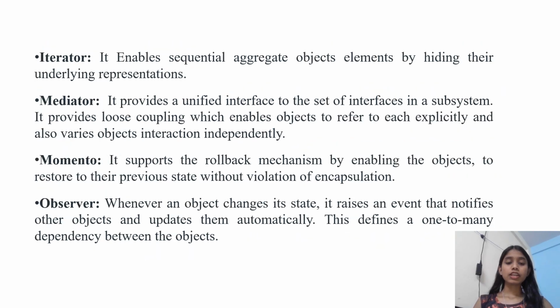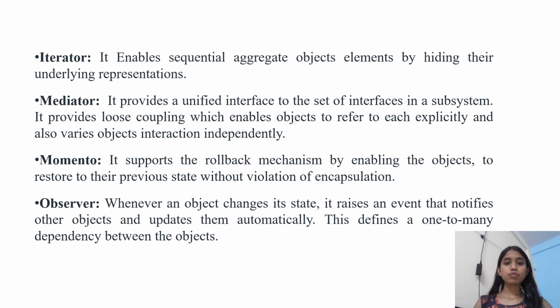Iterator. It enables sequential access to the elements of aggregate objects by hiding their underlying representations. Mediator. It provides a unified interface to a set of interfaces in a subsystem. It also provides loose coupling, which enables objects to avoid referring to each other explicitly and also varies the objects' interaction independently. Memento. It supports the rollback mechanism by enabling objects to restore their previous state without violation of encapsulation.